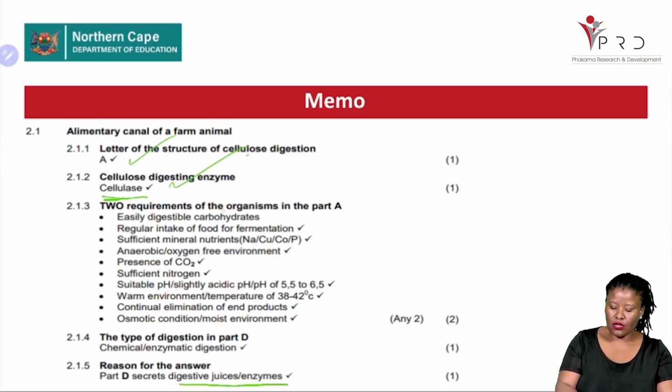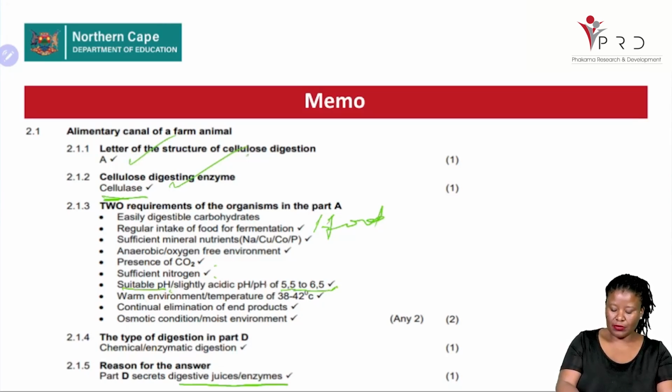The requirements of microorganisms in the rumen. They are easily digestible carbohydrates. Regular intake of food, which means they will be there because there is food. So the presence of food. Sufficient mineral nutrients. Anaerobic or oxygen-free environment; you'll find them where there is no oxygen. Presence of carbon dioxide, sufficient nitrogen, suitable pH, which is 5,5 to 6,5.